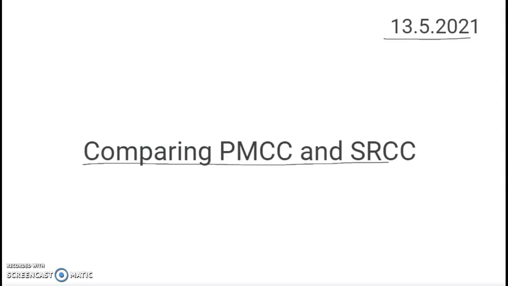So we need to look at the similarities and the differences between these two correlation coefficients, and that will help us decide which one is best to use in different scenarios. So as I go through these slides, you need to be writing down this information. If I'm going too fast, please let the cover teacher know and they can pause the video to help you have time to write this down.